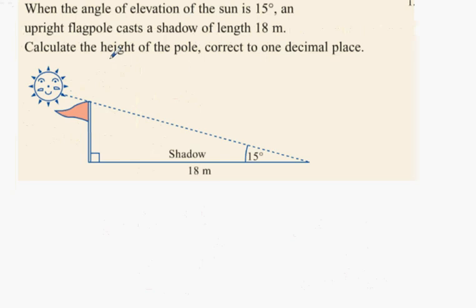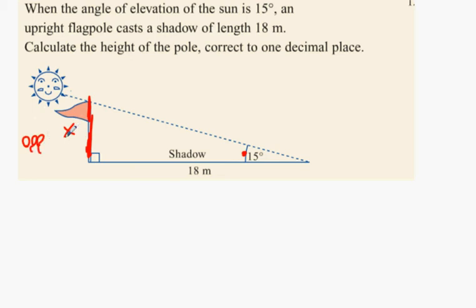finally, last one here for us today. When the angle of elevation of the sun is 15 degrees, an upright flagpole casts a shadow of length 18 meters. Calculate the height of the pole correct to 1 decimal place. Calculate H. What side is H relative to the 15 degrees? Opposite. Oh, sorry, I don't like calling it H because it gets mixed up with hypotenuse.